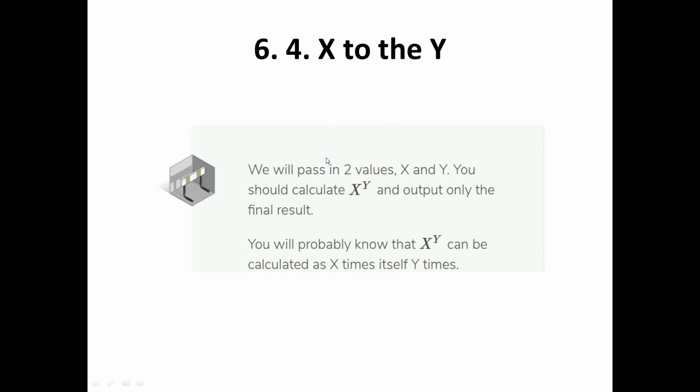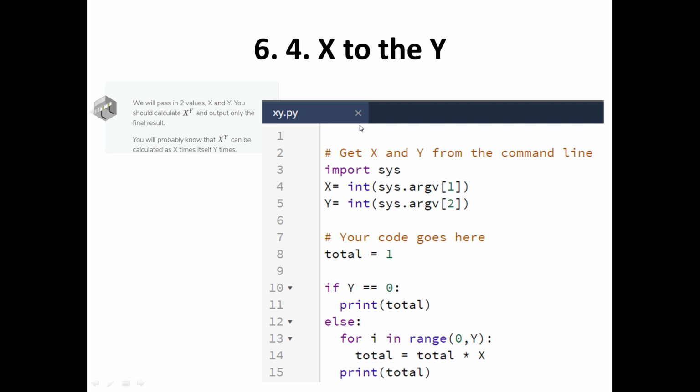This next one uses exponents. We're going to get two values from the console, x and y, and we should calculate x, which is the base value, times its exponent to get to the final result. So in this particular example, we get our base x value and y the exponent. We're going to use a helper value here called total. We're going to set it equal to 1.